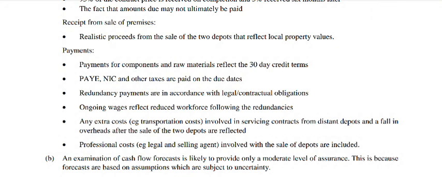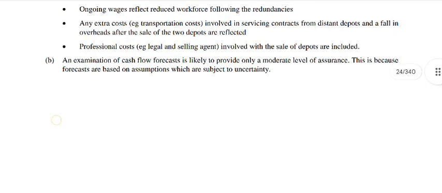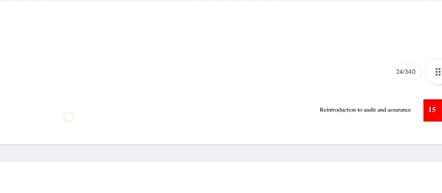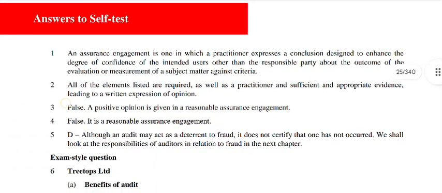B. An examination of cash flow forecasts is likely to provide only a moderate level of assurance. This is because forecasts are based on assumptions which are subject to uncertainty.